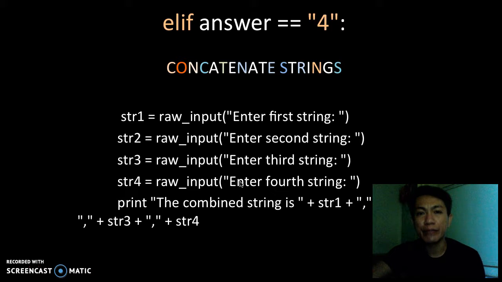elif answer is number 4, we concatenate strings, we combine the strings together. According to the instructions, we need to delineate them with the use of a comma. So we've used string 1, so now we are using str1. Again, no need to put str here because they're already strings. Raw input enter first string, and so on up until the 4th string. And then print the combined string.